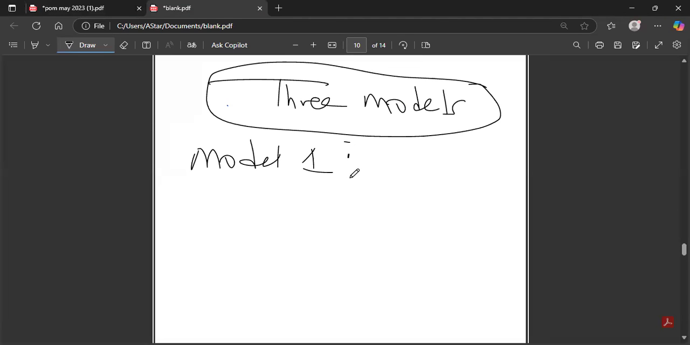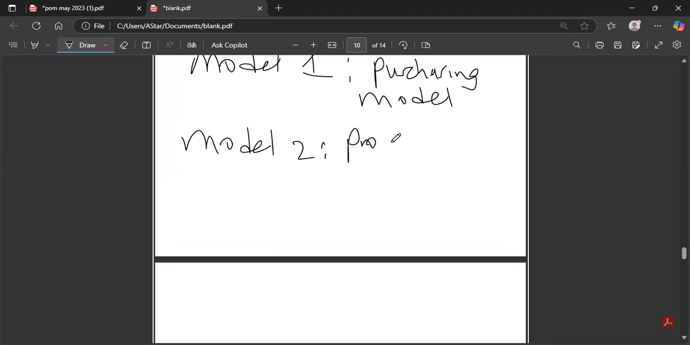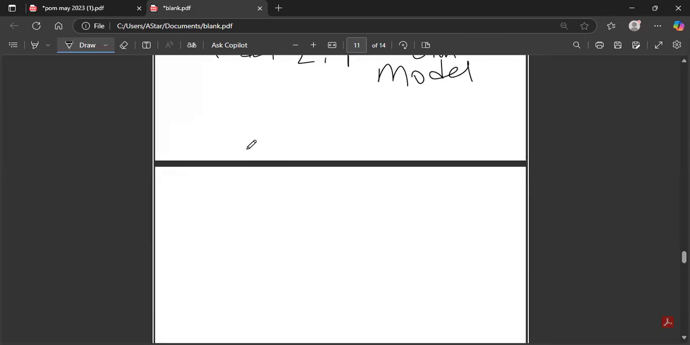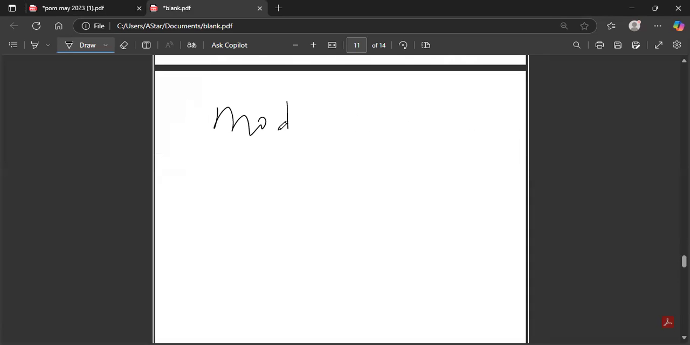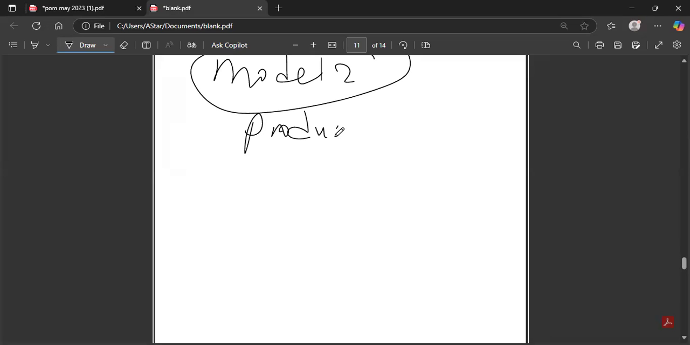Model 1 is what? Purchasing model. Then model 2 is production model. Then model 3 is a discount model. So model 2 is what came in this paper, which is production model.